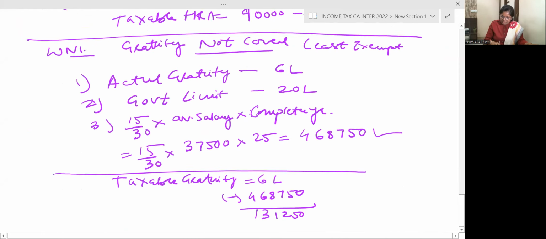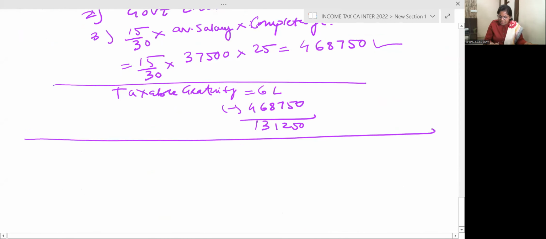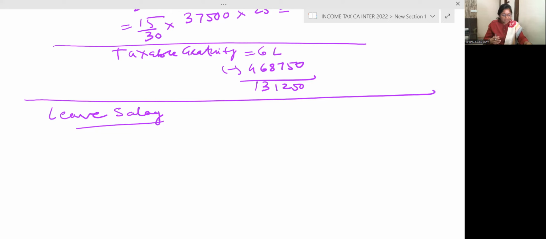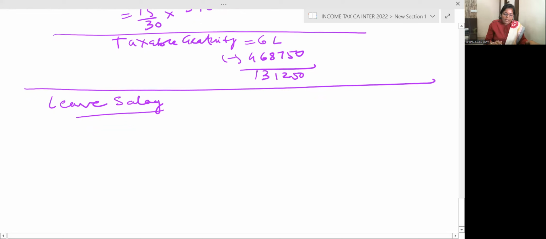Let's do leave salary. Some of you are not getting confidence. Then first go back once and check the regular problems of leave salary. You will be clear. Leave salary. There are 4 bits in the leave salary. He has accumulated the leave and he has got the leave salary.